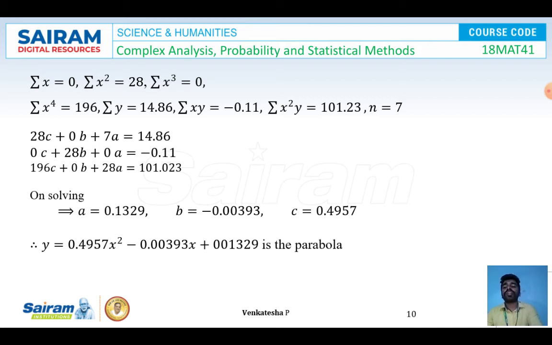So on solving these three equations, I got the value of a is equal to 0.1329, b is equal to minus 0.00393, c is equal to 0.4957. So replacing this a, b, c in the parabola equation, I got the equation y is equal to 0.4957 x square minus 0.00393x plus 0.1329 is the parabola we got.